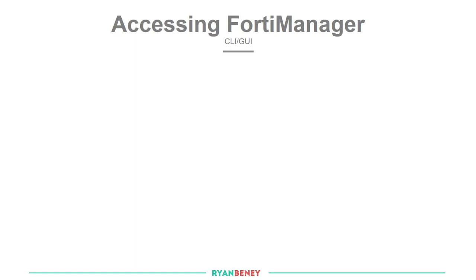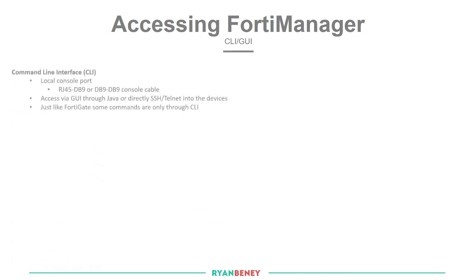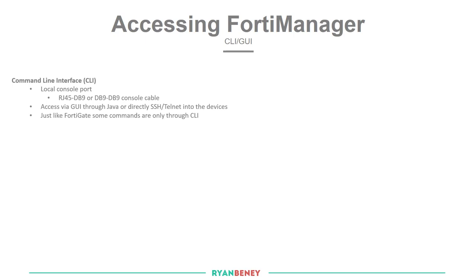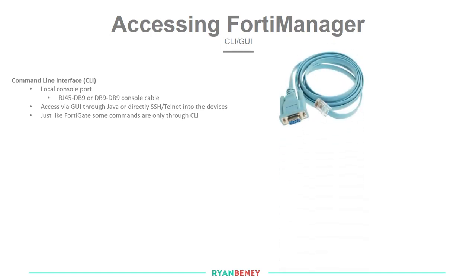And what about accessing the FortiManager? There's two methods. There's the CLI, the command line interface, or the GUI, the graphical user interface. The command line interface can be accessed via the local console port using an RJ45 to DB9 cable or a DB9 to DB9 console cable. It can also be accessed via the GUI through Java, or you can SSH and telnet into the device. And I mentioned in a previous lesson that just like FortiGates, some of the commands can only be done through the CLI. The cable you use is most likely this, where you have the RJ45 at one end, that would go into the FortiManager, and a serial at the other.